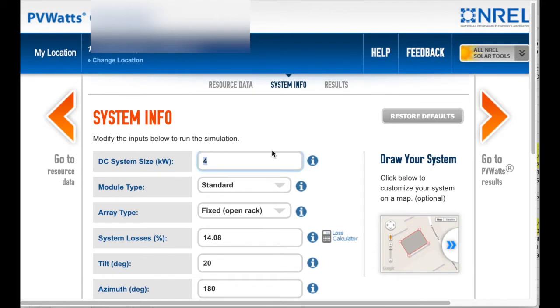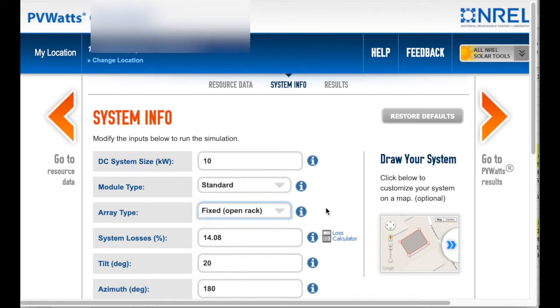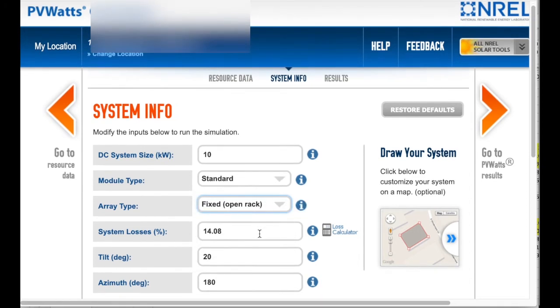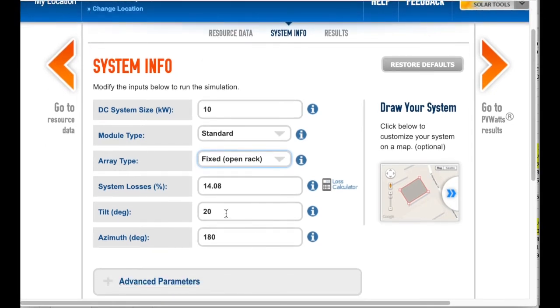So I'm going to have a solar array I'm projecting of 10 kilowatts. Module type I left as standard. The array type you want to leave as open rack if you're going to be doing a ground mounted system. Obviously, if you're going to mount on your roof, you'd want to select roof mount. System losses of 14% I left as their default. And then tilt angle, I'm going to put as 40 degrees. That's what I'm planning on doing based on our latitude.